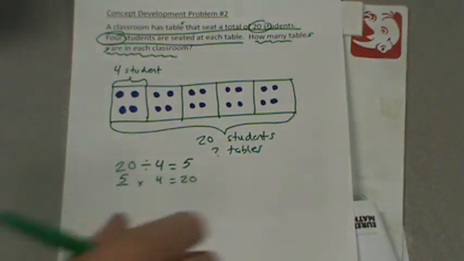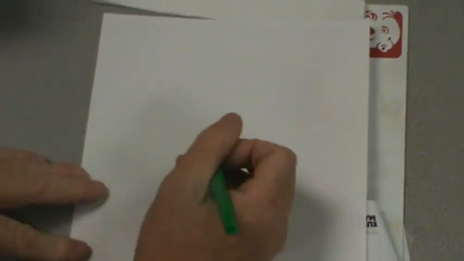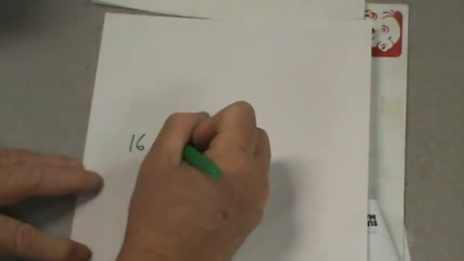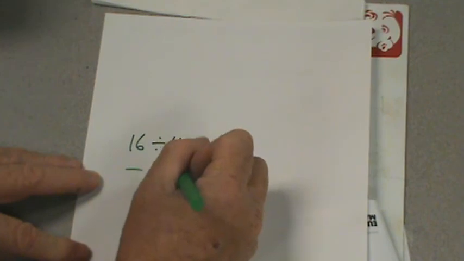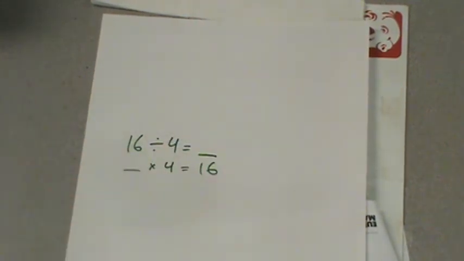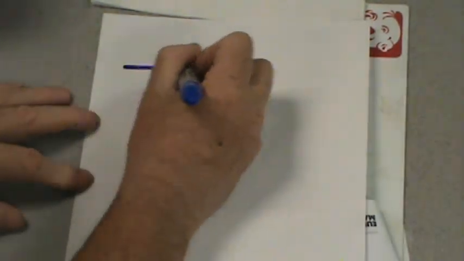We're going to do another one of these, and we won't do a word problem. Let's just put up the representation. We're going to do 16 divided by 4 equals something, and something times 4 equals 16. Now, I know you probably already know that off the tops of your heads, but let's represent it with a tape diagram.